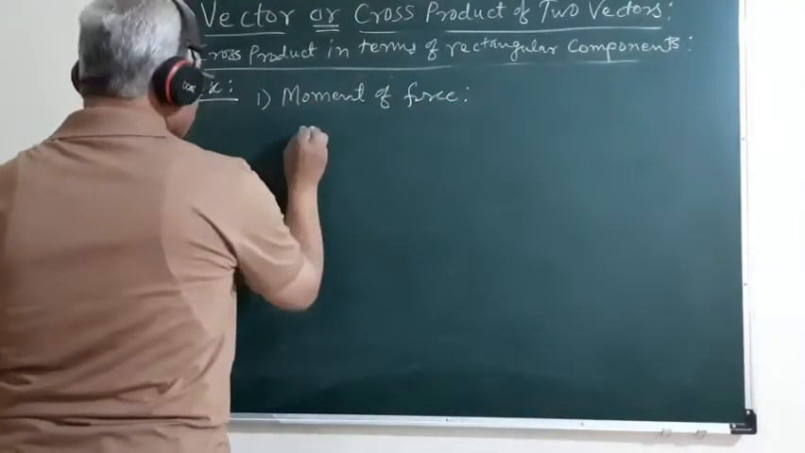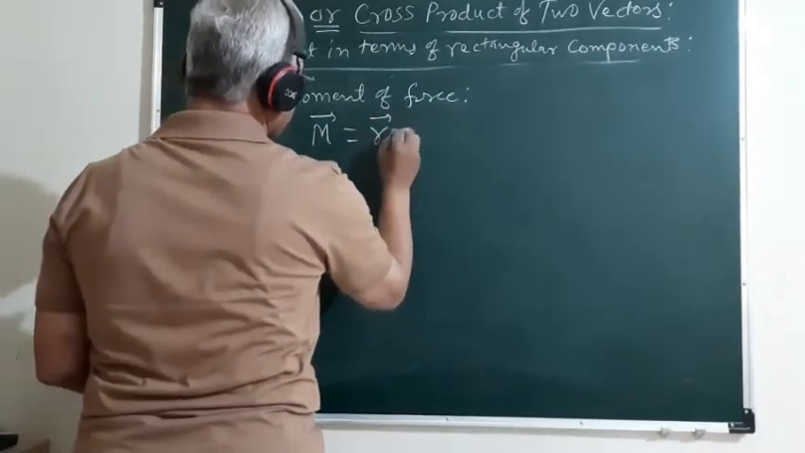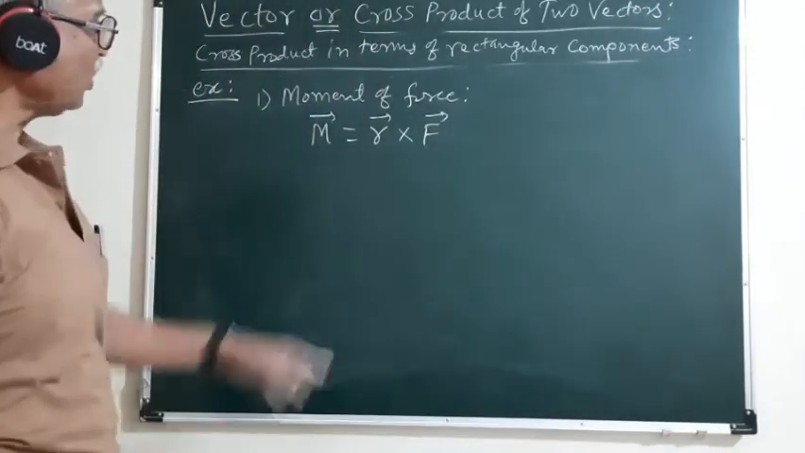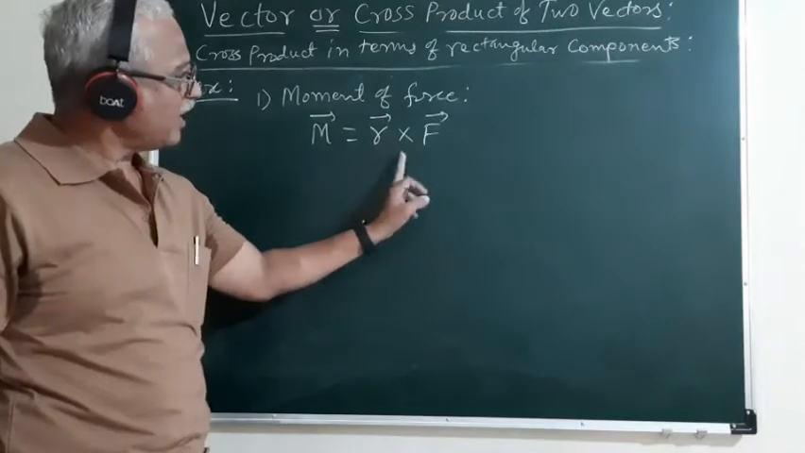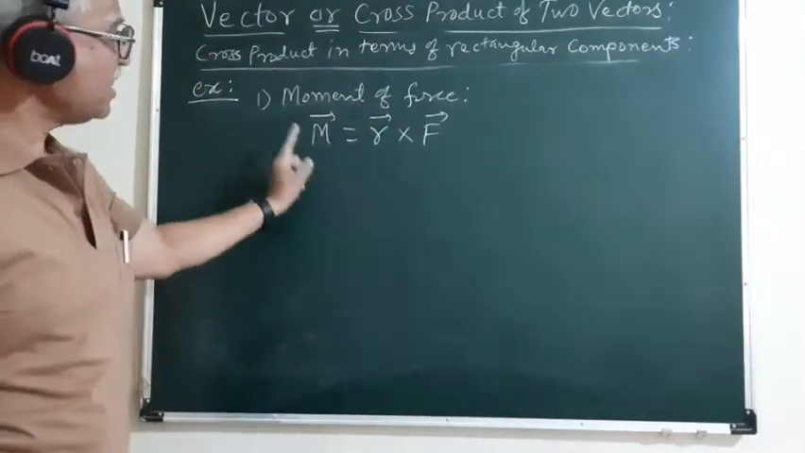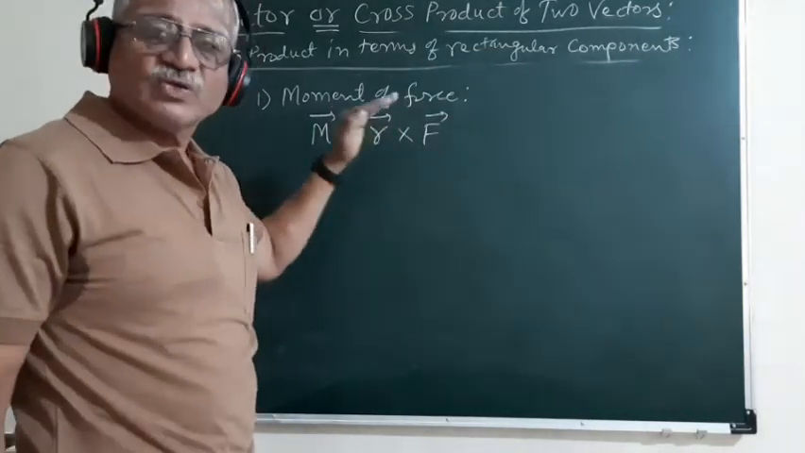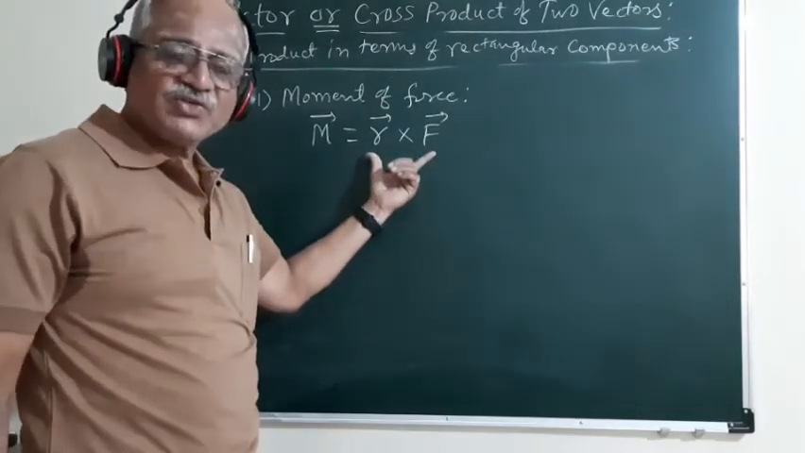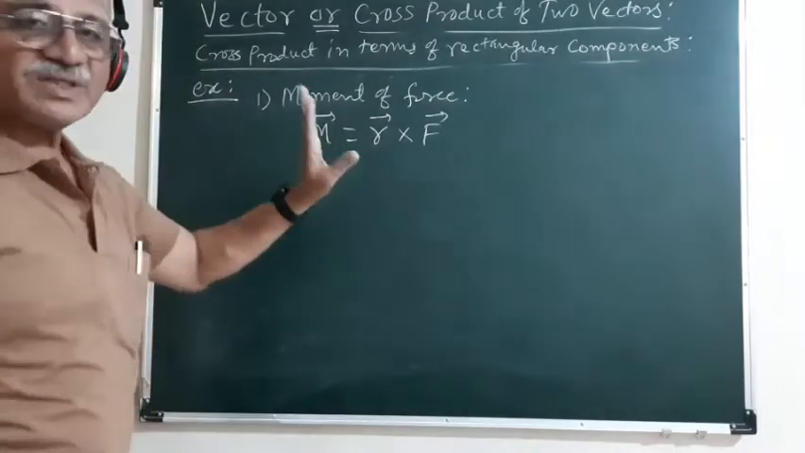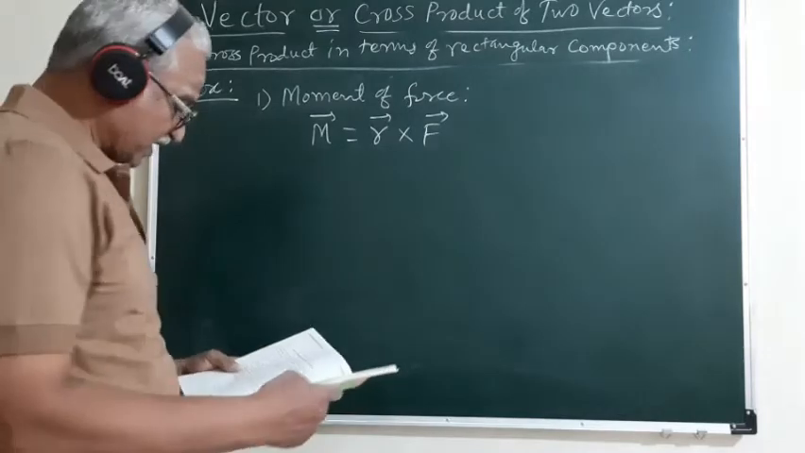The moment of force is a vector quantity and it is expressed as the cross product of the position vector of the point of application of the force and the force vector. So the moment of a force is expressed as M bar is equal to r bar cross F bar. So the result of multiplication of these two vectors results into a vector quantity. So this is the first example of the cross product of two vectors.